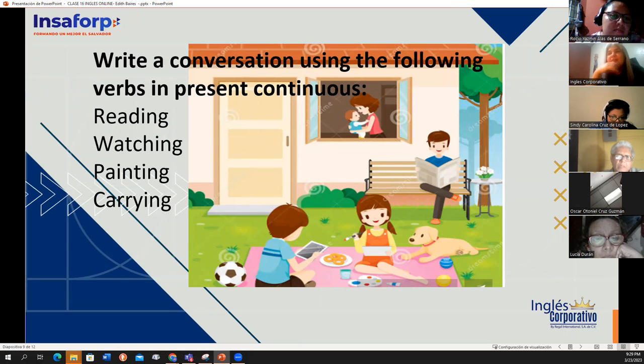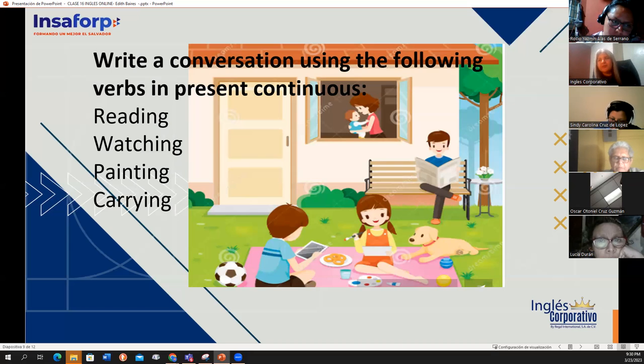Okay. So what you're going to do now, based on that picture that you can see there, basado en la imagen, you can see all the activities that they are doing, right? So you're going to write, not a conversation. If you want, you can do a conversation, or if you want, you can do a paragraph. You can write a paragraph using the following verbs in the present continuous. Reading, because he is reading, okay? Watching, because he is using a tablet. Painting, because she is painting. And carrying, because she is carrying a baby. So those are the main verbs that you are going to use, but you can use more, okay? Pueden usar más. You decide if you want to do a conversation or just a paragraph based on that picture.